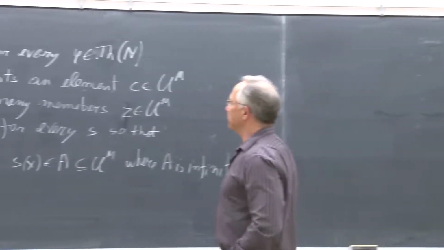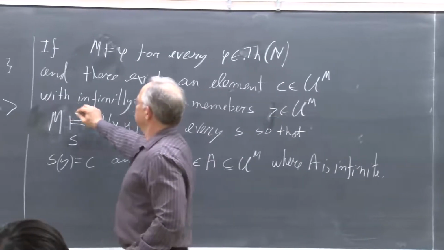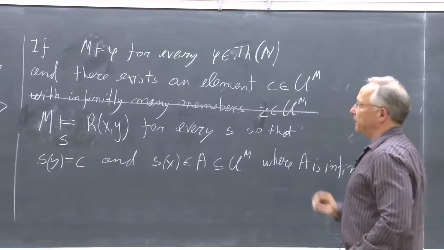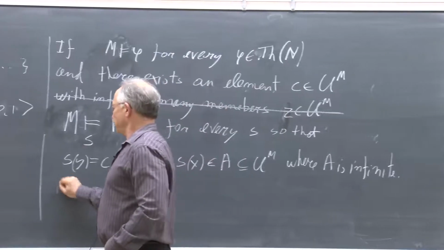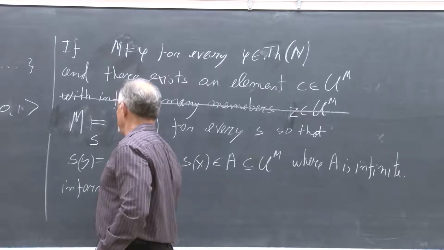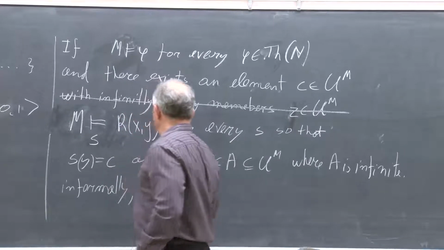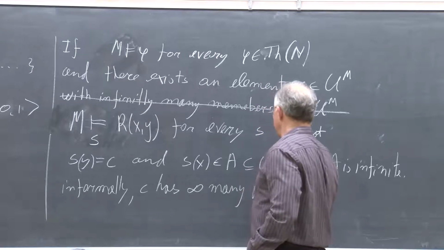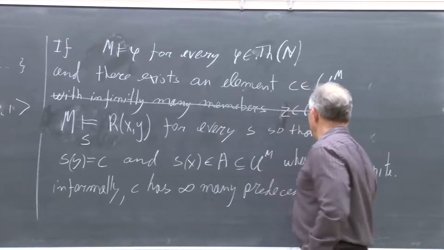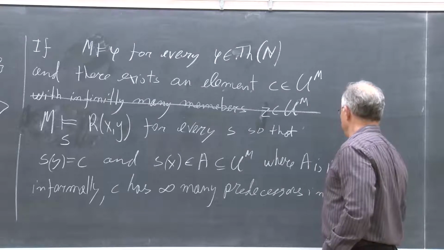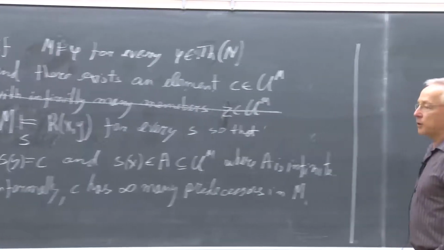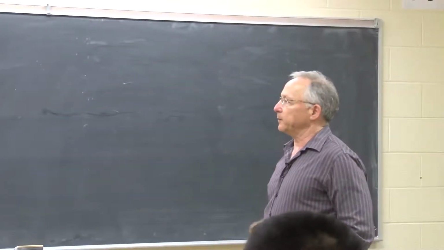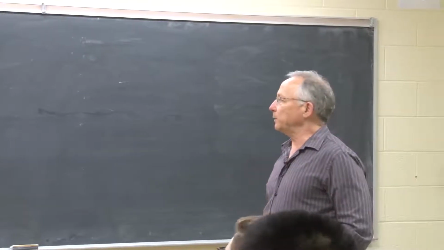So this replaces, there is an element C, this was the informal statement, this is the formal statement. So informally, C has infinitely many predecessors in M. And we saw last time that such a structure may have some interesting properties, because we know a lot about this structure.